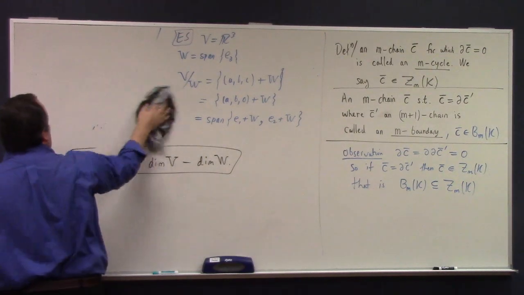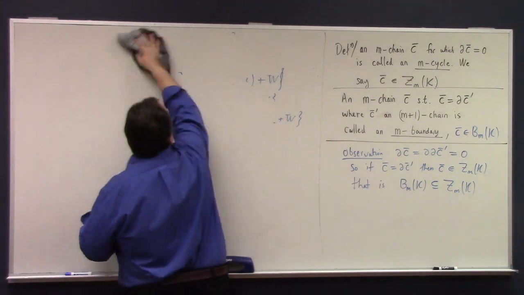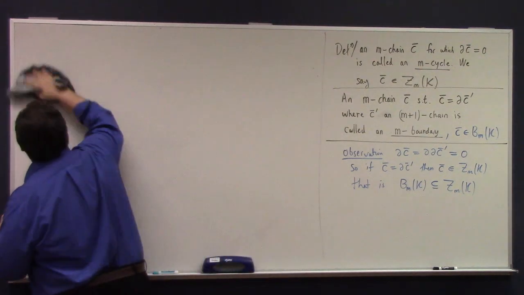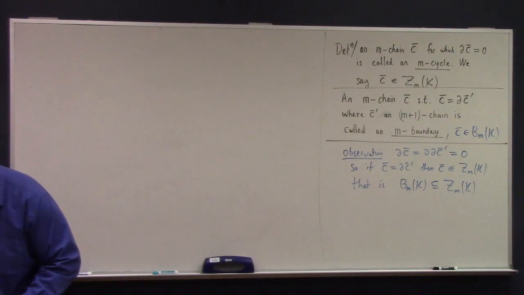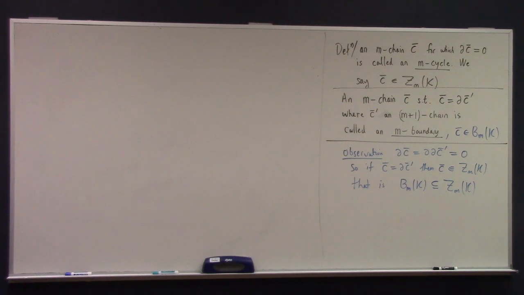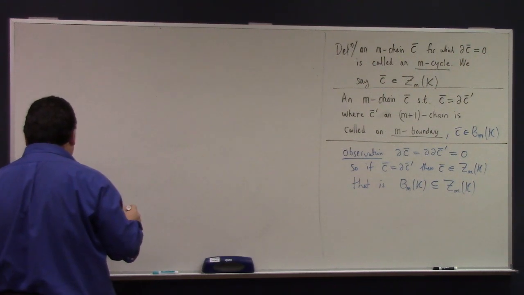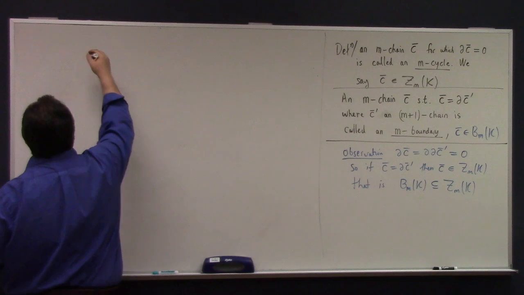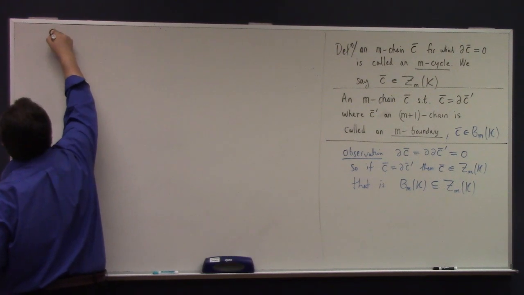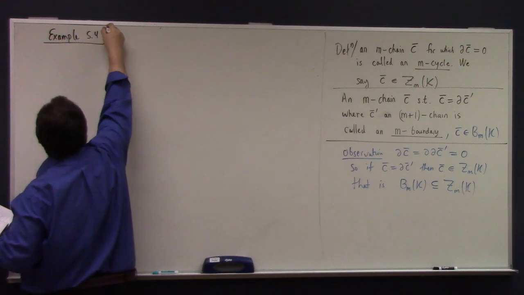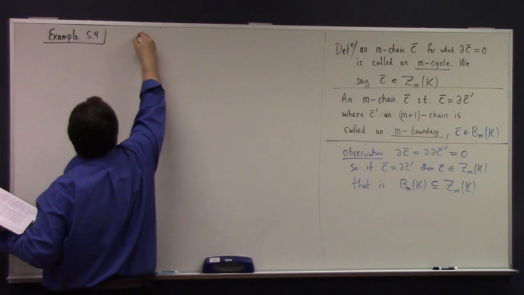Let's do a calculation. So the calculation we have here, we'll start with the circle, I think. This is his example 5.4. All right. So we'll start with the circle.